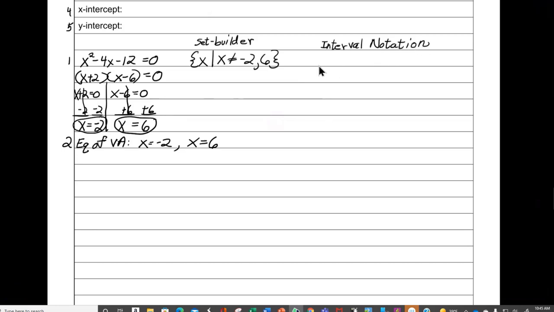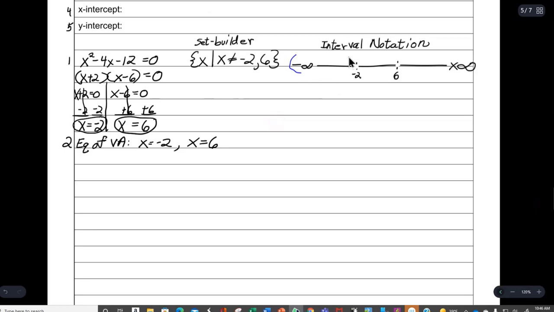And the easiest way to do this is to make yourself a little x-axis. And remember, positive infinity is out here, negative infinity is out here, and I'm going to plot these two points right here, negative 2 on the x-axis and positive 6 on the x-axis. Those are the numbers that have to be removed from the x-axis for this problem. So I'm going to make holes at 6 and at negative 2. That way, I now know which intervals of numbers are okay.